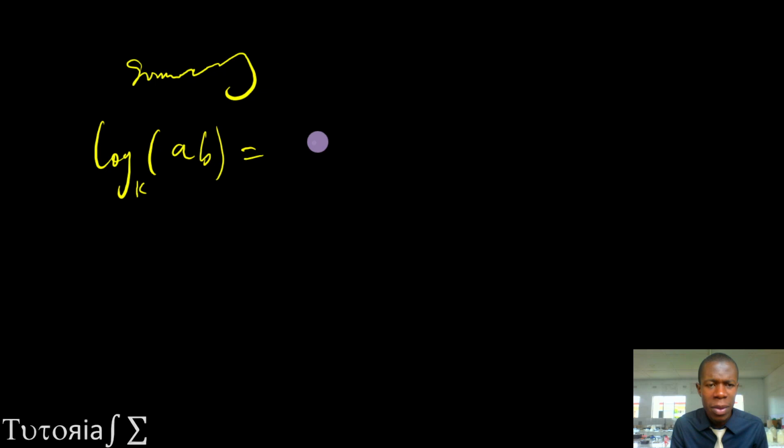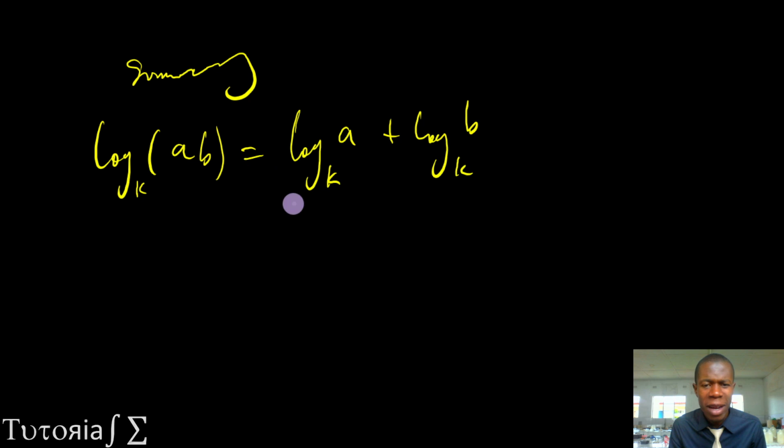Okay, so the first one that we had is that if you have log of a times b to base k, so they are the same bases, this is the same thing as log of a to the base k plus log of b to the base k. So even vice versa, it's true. You can start with log of a to base k plus log of b to base k, and this can be combined as that. So this was the first one.